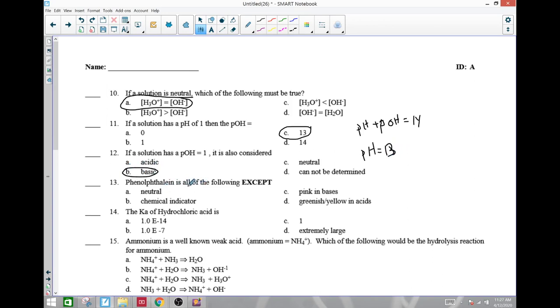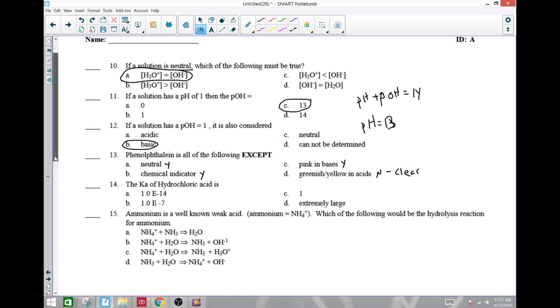Phenolphthalein is all the following except. Okay, so neutral. Yes, it is not acidic or basic, because that would be a problem if it's trying to test acidic or basic. Chemical indicator, yes. Pink in bases, yes. Greenish yellow in acids. No, it's actually clear in acids.